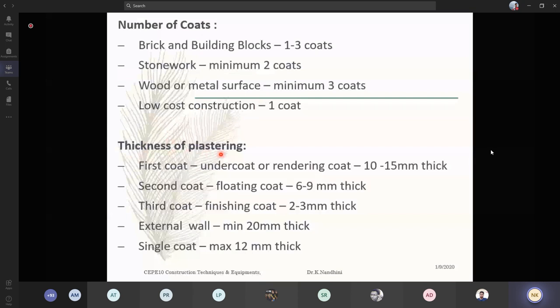Thickness of plastering. For the first coat, undercoat or a rendering coat, you go for 10 to 15 mm thickness. For the second layer, the additional coat, you go for 6 to 9 mm thickness. For the third coat, you go for 2 to 3 mm thickness. The external wall is minimum 20 mm thickness. The single coat is a maximum of 20 mm thick. Those things will be followed. I'll circulate the PPT so that you can have a glance over it.